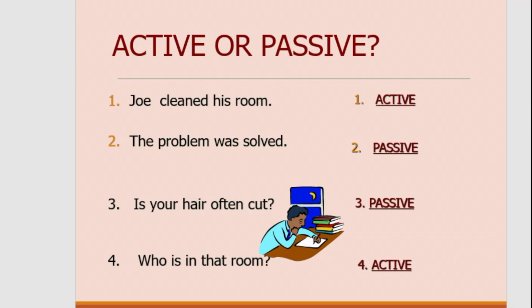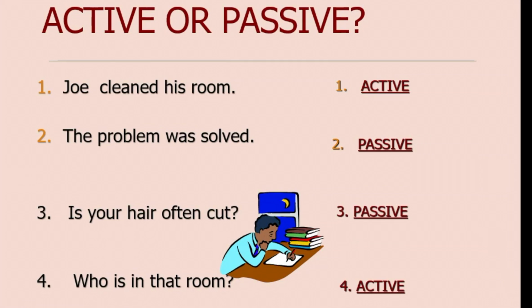Now look at these sentences and decide whether they are active or passive. Joe cleaned his room. Correct. This is an active sentence, as you know. Yes, the problem was solved. Right, passive. Is your hair often cut? Correct, passive. Who is in that room? Correct. That's an active sentence.